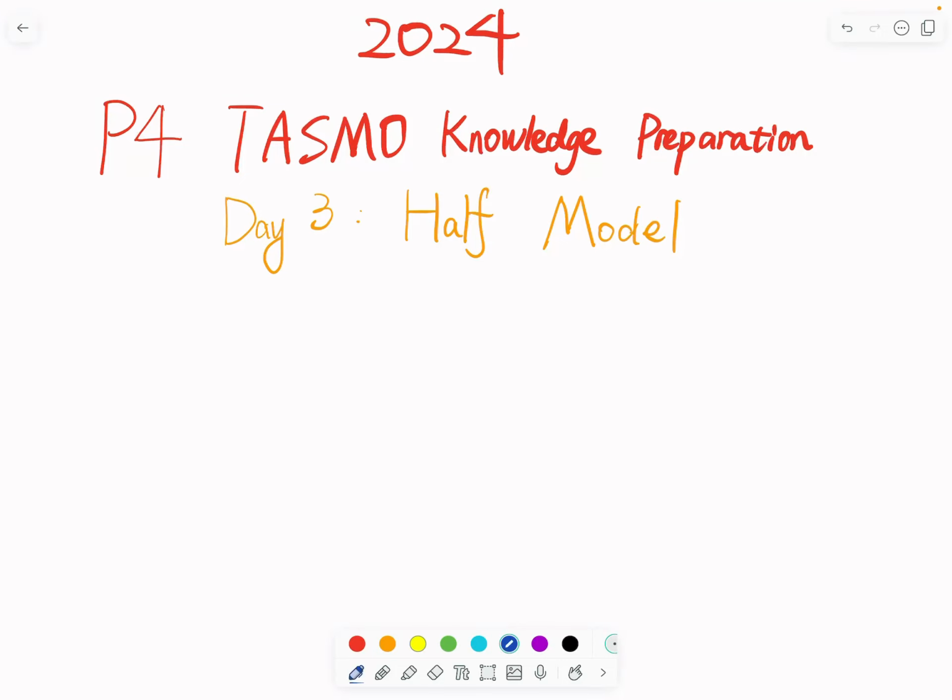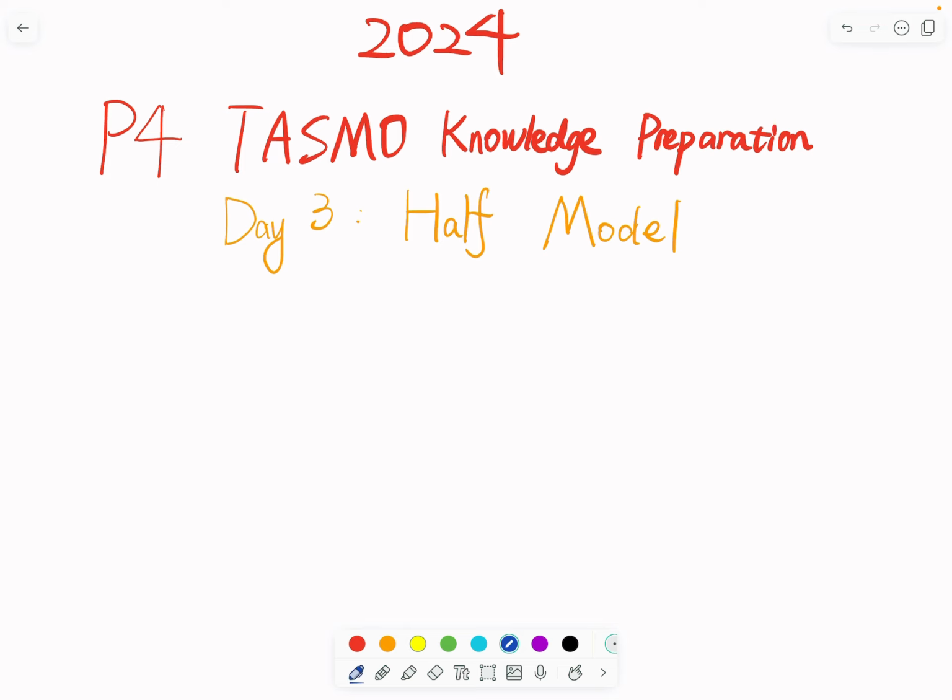Okay, hello everyone. So today we'll just look at our day 3 practice about half model. We will come into our geometry model section, and I think the half model is a very important thing in the NEMOS. You can see every year at least they will test one or two questions based on this. So I think this is the most important part in the geometry.